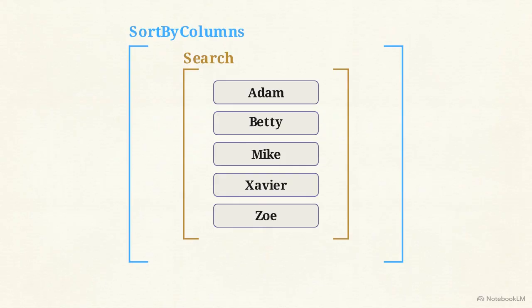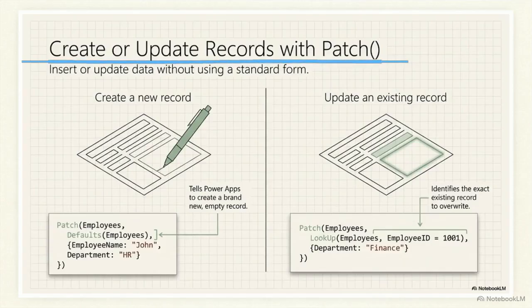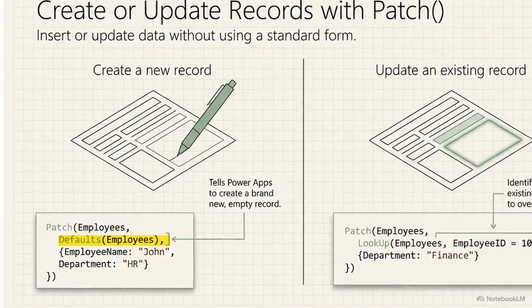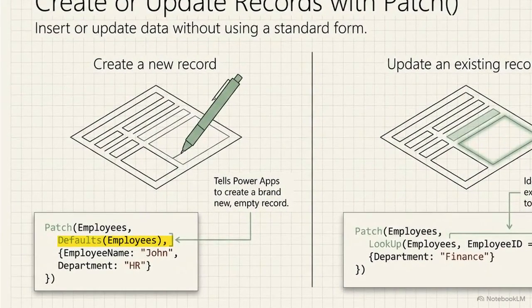This split-screen diagram brings us to our final pillar, mutating data. The Patch function allows you to bypass standard rigid forms and write data back to the database using custom buttons and logic. To generate a brand new row of data, your syntax must include the Defaults command. This tells Power Apps to target your table, create a completely blank record, and then fill it with the specific details you outline in the brackets.